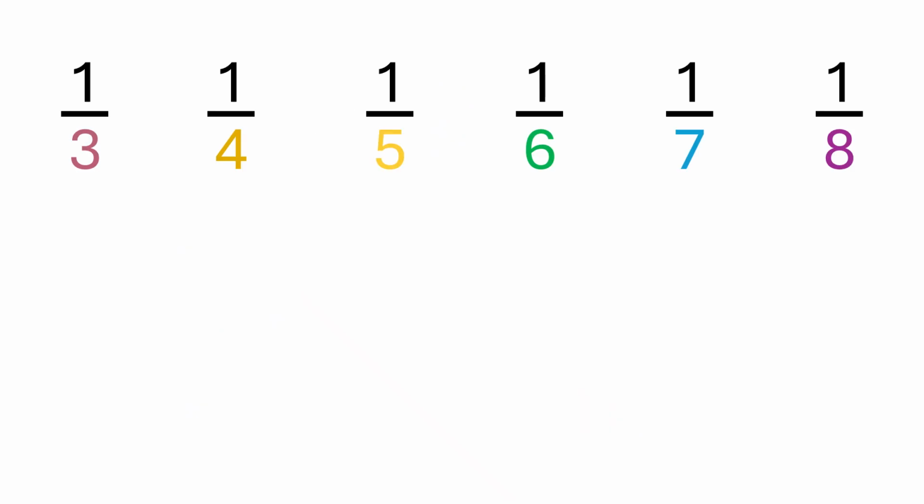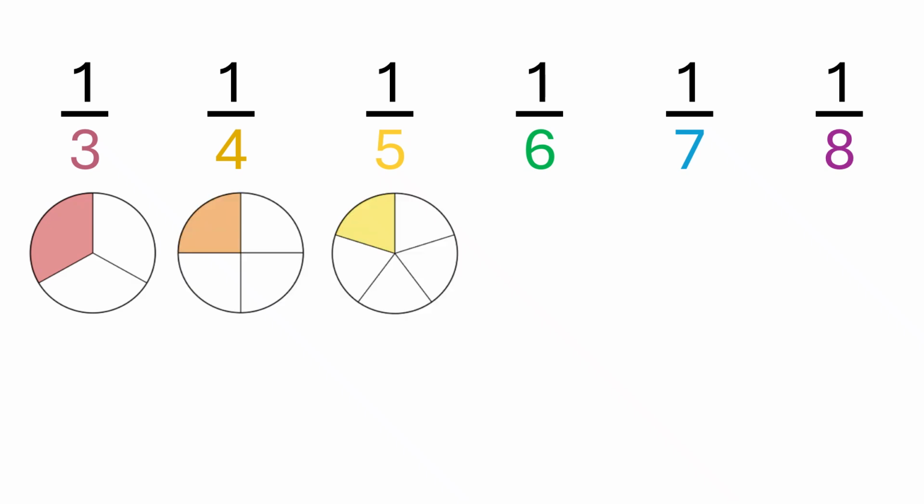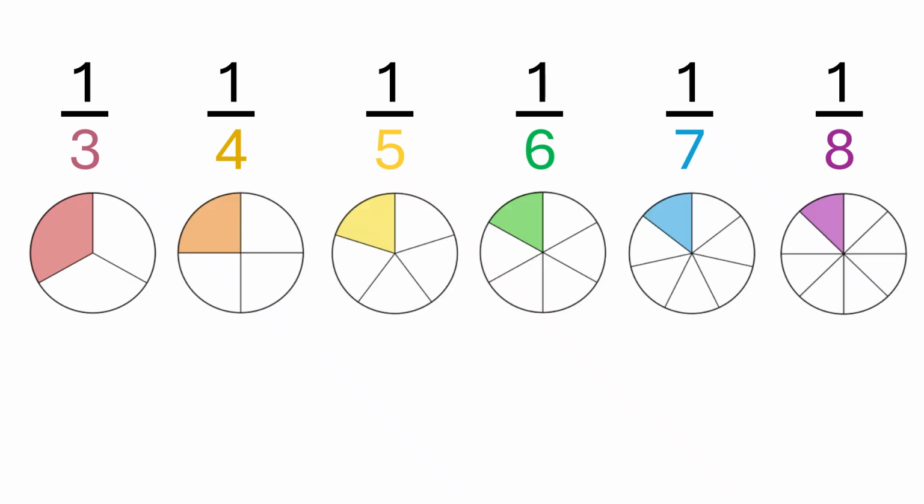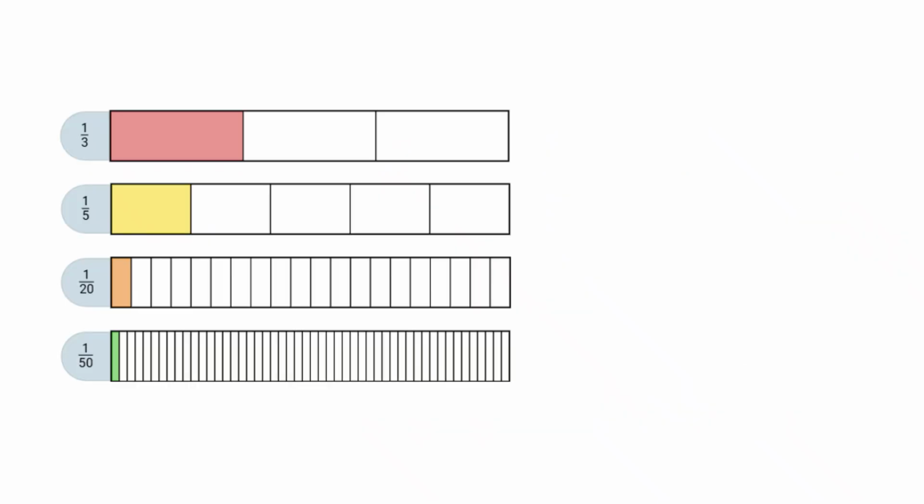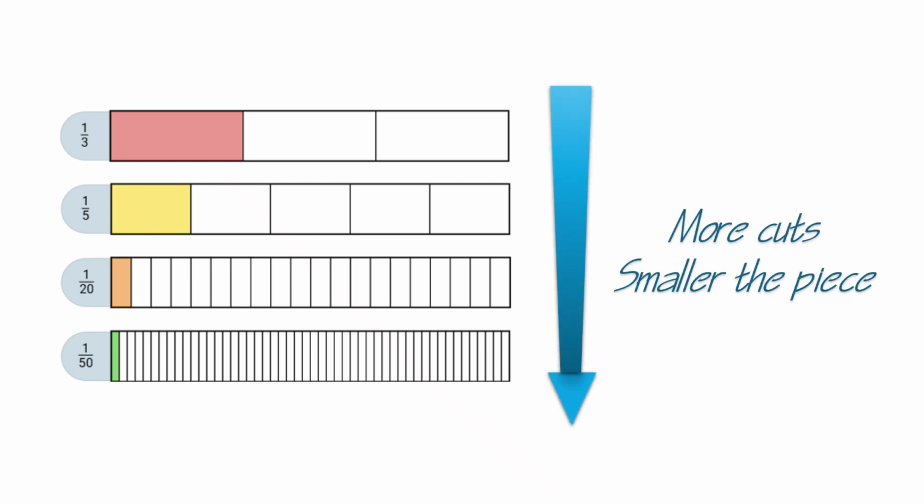Here's a whole set of fractions with the same numerator but different denominators. Let's draw the bar diagrams. Notice something? The bigger the denominator, the more pieces we cut the whole into, and the smaller each piece becomes. So 1/3 is the largest, and 1/8 is the smallest. And if we look at the long bar model, it's even easier to see. More cuts mean a smaller piece.